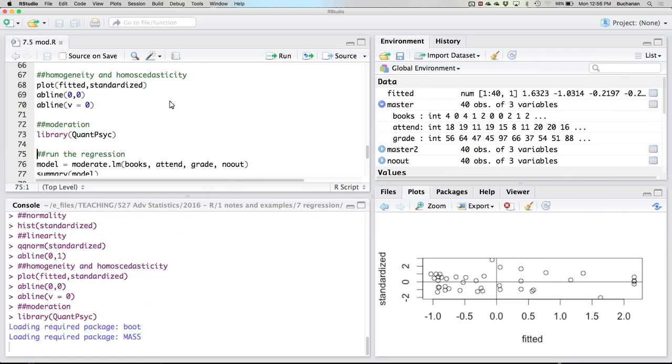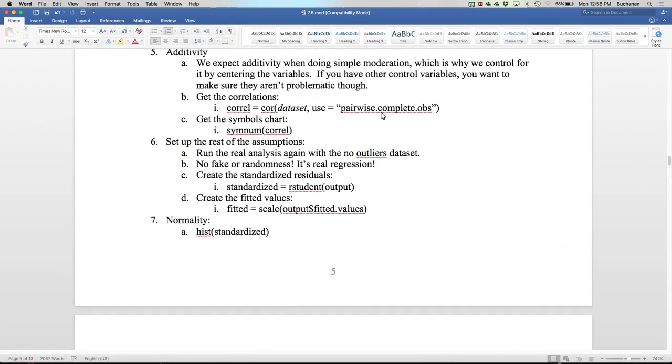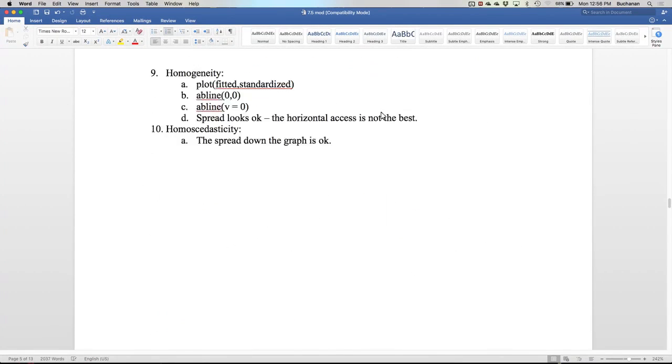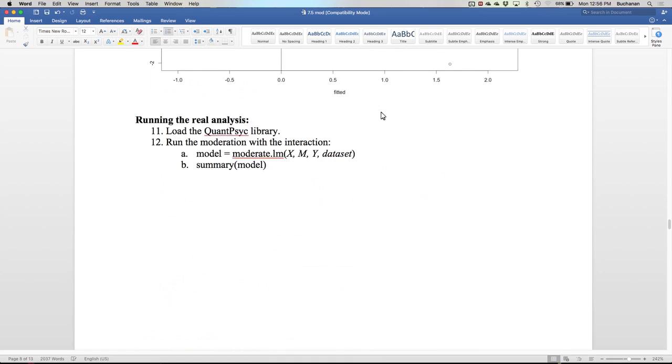Okay, now we're on to the new stuff. So you want to load Quantpsyc. You should have that. We've used it for LM beta. So it's a package we've used a couple times. And hopefully I didn't screw up the order of my variables in this version of the video. But it could be. So we'll be sure to check.